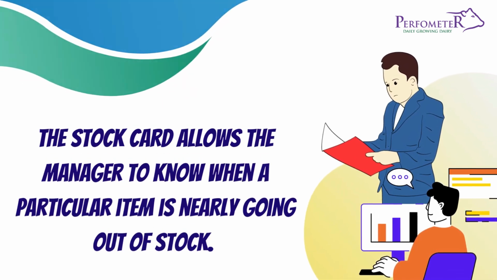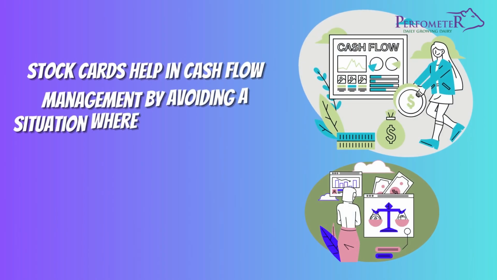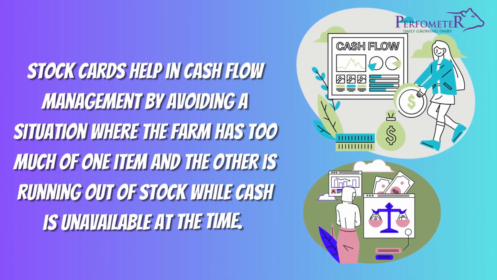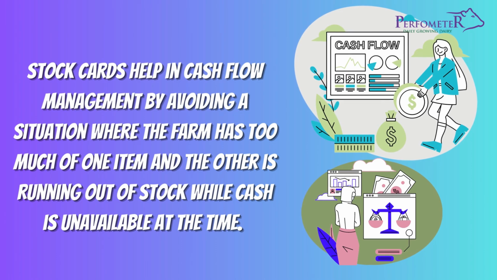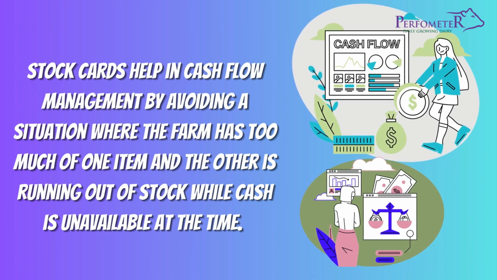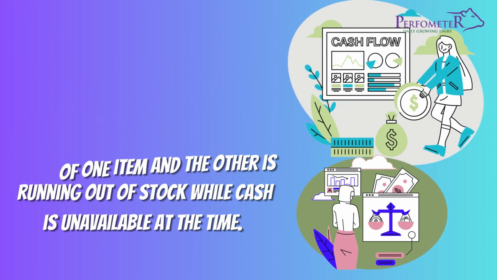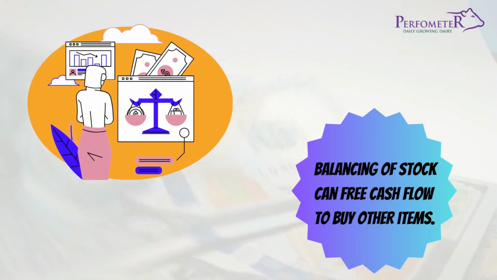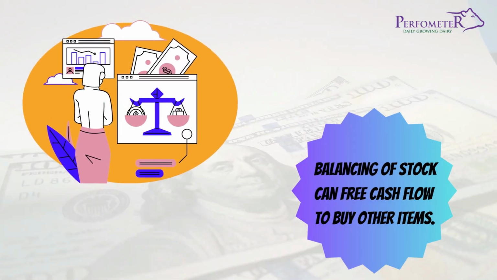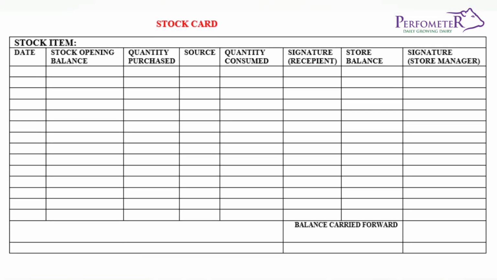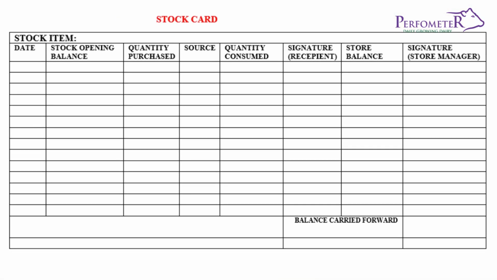of stock. It also helps in cash flow management by avoiding a situation where the farm has too much of one item and the other is running out of stock while cash is unavailable at the time. Balancing of stock can free cash flow to buy other items. Here is an example of a stock card.